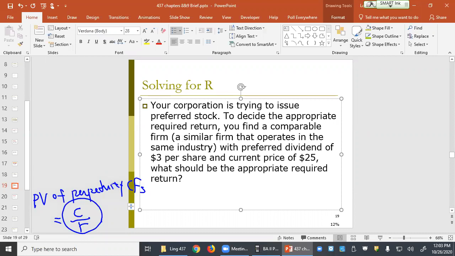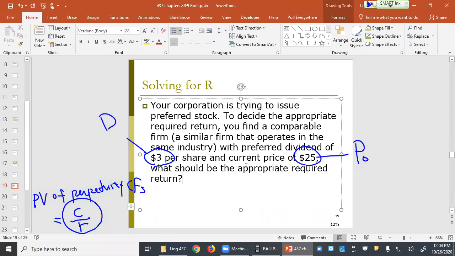So we don't know what required return our investors want. Therefore, we find a comparable firm that's very similar to our corporation. We'll do some calculation to figure out what their investors demand as the required return per year. Then we'll use that as the required return for our investors, since we don't know what our investors want. Okay, so with preferred dividends of $3 per share, this is our D. Well, the current price, this is our P0.